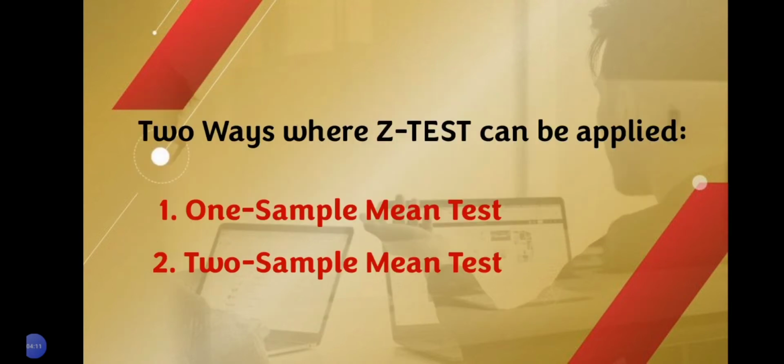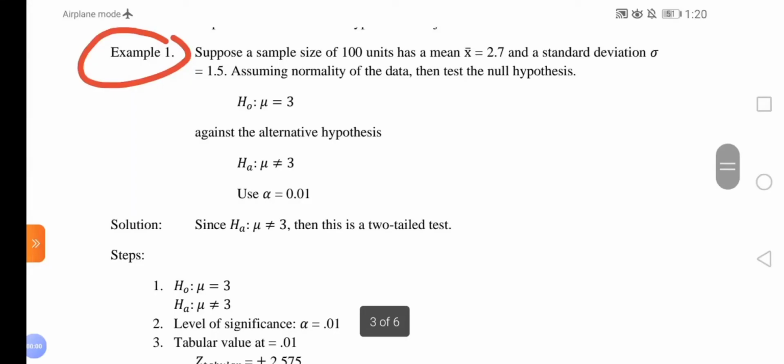Next is, there are two ways where Z-test can be applied. One is for one sample mean test, and number two is two sample mean tests. For example, number 1. Suppose a sample size of 100 units has a sample mean of 2.7 and a standard deviation of 1.5. Assuming normality of the data, then test the null hypothesis, which is population mean is equal to 3 against the alternative hypothesis, which is population mean is not equal to 3. Then use level of significance 0.01.